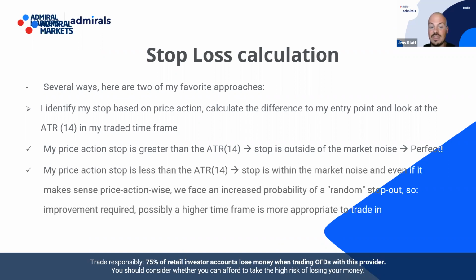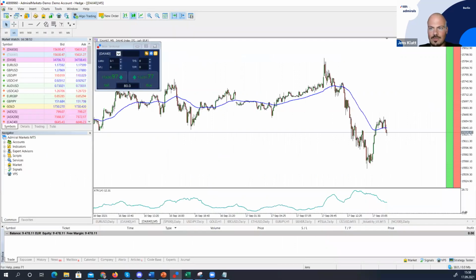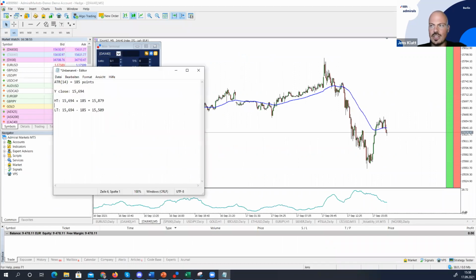And even if it fits perfectly from a price action perspective, you might still be a victim of a random stop out here. So you should probably think about widening your stop to a level which makes sure that you are not placing your stop within the current market noise. While this might sound very theoretical, let's go back here to the DAX and show you how I calculate my stop, but also remember our first part and use this to say, okay, how much potential do we have on the downside?